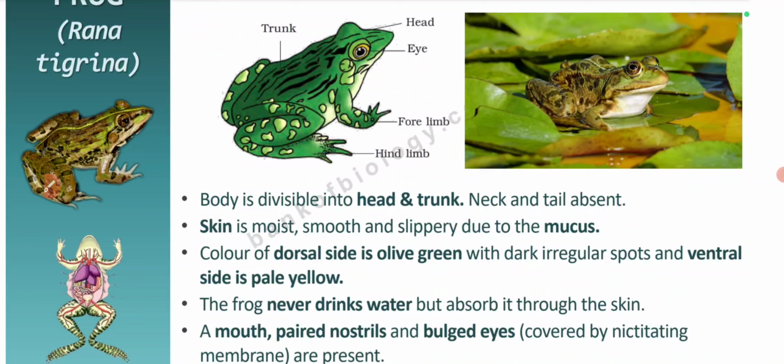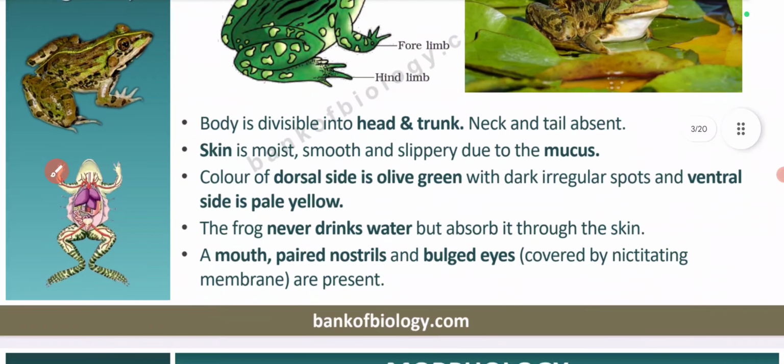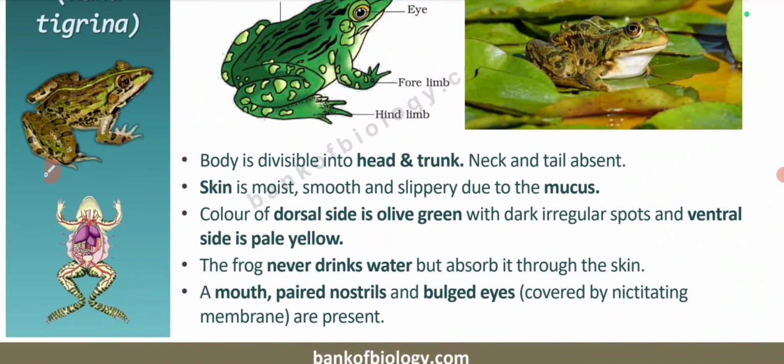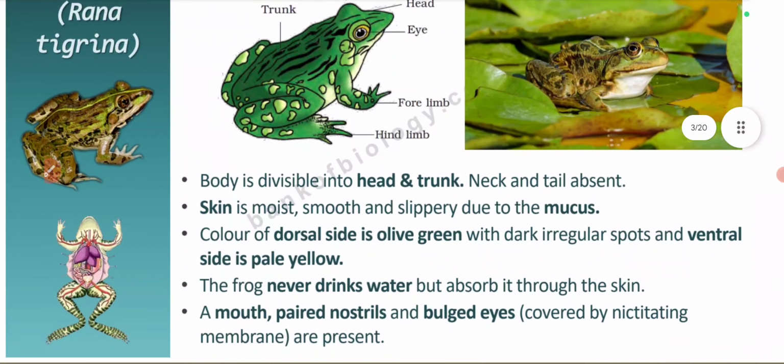Color of the dorsal side is olive green. Dorsal means upper side. This side is olive green with dark irregular spots, and the ventral side is pale yellow. Ventral side is pale yellow, the down side. Next, the frog never drinks water but absorbs it through the skin. A mouth, paired nostrils and bulged eyes, which are covered by the nictitating membrane. Their eyes are covered by the nictitating membrane, which is also a type of eyelid.